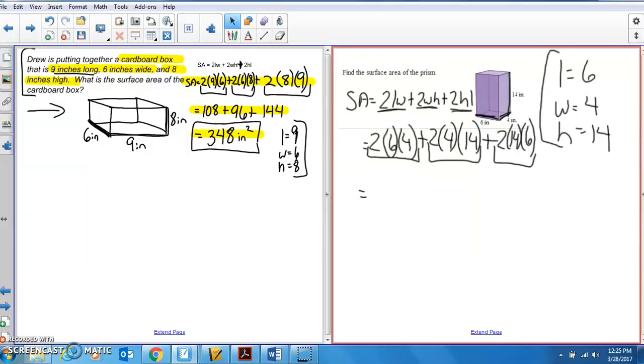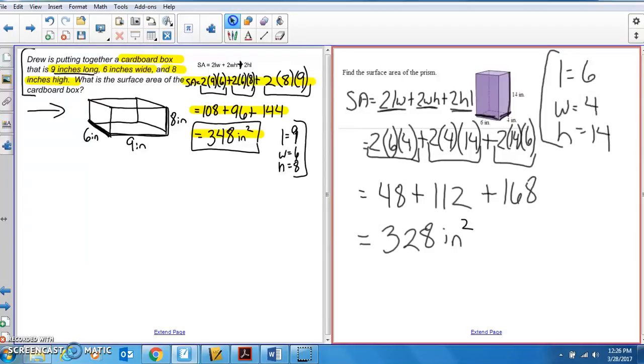Now what I'm going to do is multiply each section, get an answer for each one, and then add them together. So on this first one, 2 times 6 is 12, 12 times 4 gives you 48. On the next one, 2 times 4 is 8, 8 times 14 gives you 112. And then on the next one, 2 times 14 is 28, 28 times 6 gives you 168. So all I do here is just add them together. So I have 48 plus 112 plus 168, and that gives you 328 inches squared, which is our surface area of that rectangular prism.